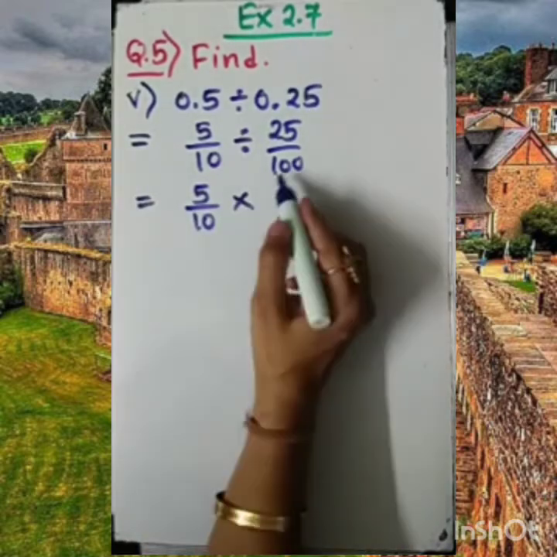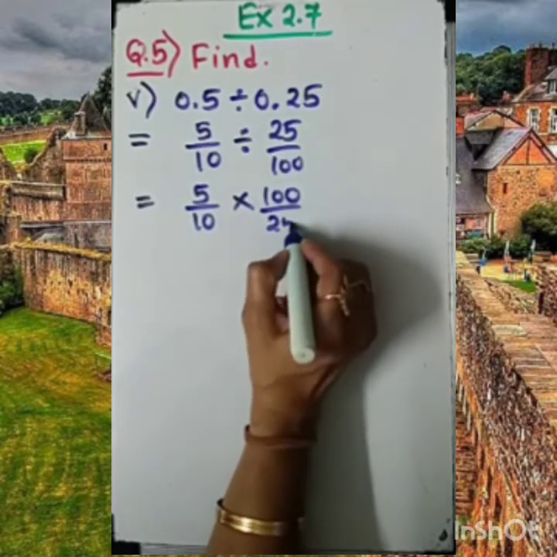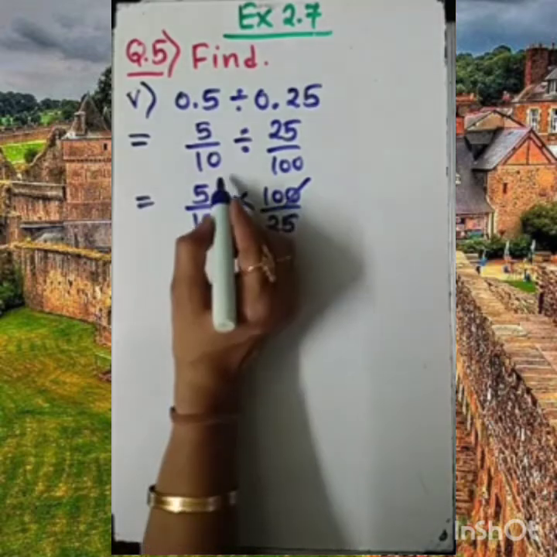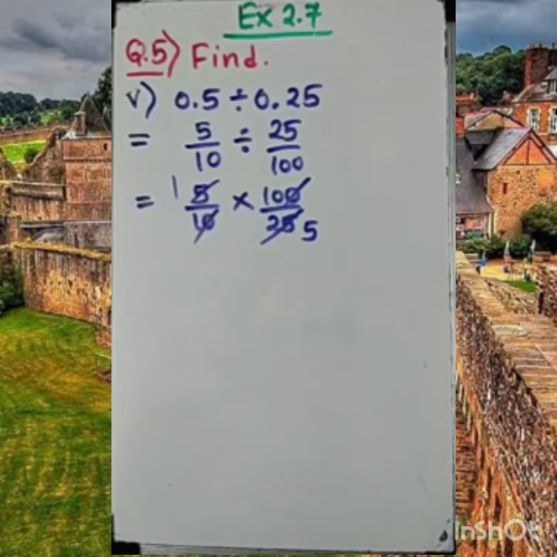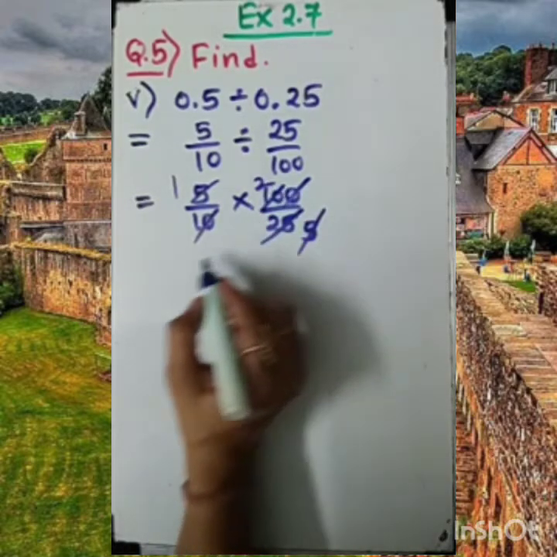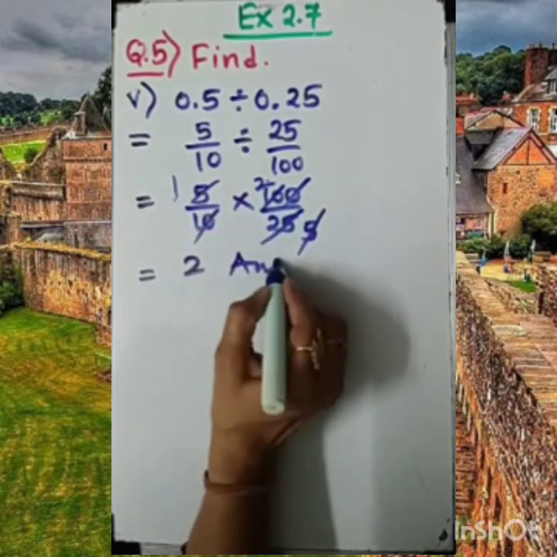Now I need to take the reciprocal of this. This will be 100 by 25. Here the zeros cancel. We know that 5 1s are 5, 5 5s are 25. Again this 5 will go with this 5, 2 are 10. So in numerator 1 2 is 2 only left, and that is the answer.